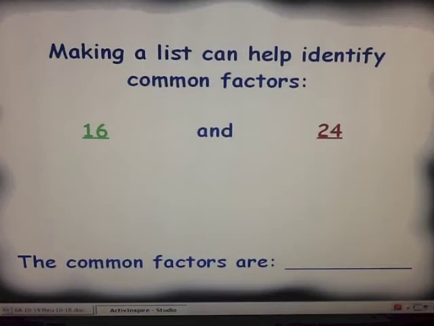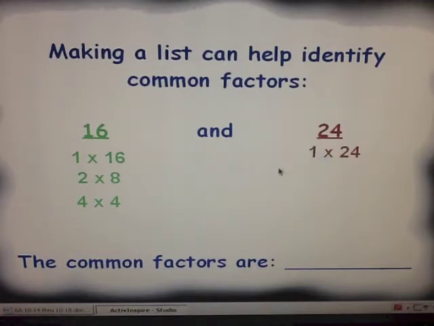Making a list can help identify common factors of two or more numbers. So for example, 16. Let's think about all of the factors that can be multiplied together to equal 16. I always start with the smallest number. I start with 1. I know that 1 times 16 will give me 16. Then I go to 2. 2 times 8 equals 16. 3 is not a factor of 16, but 4 is. 4 times 4.